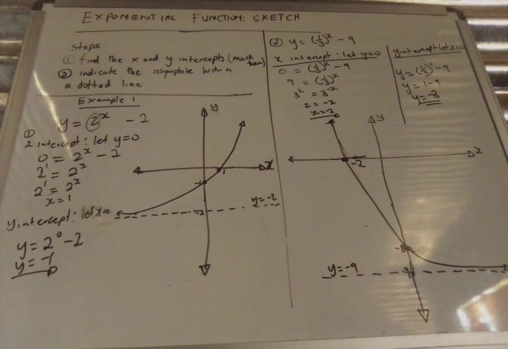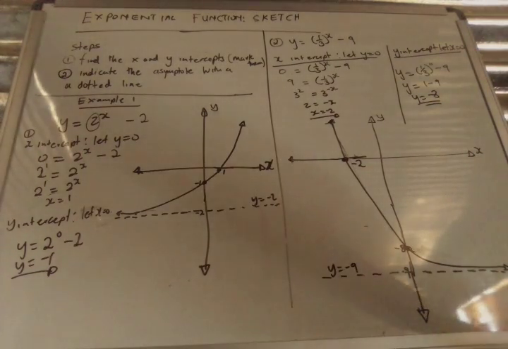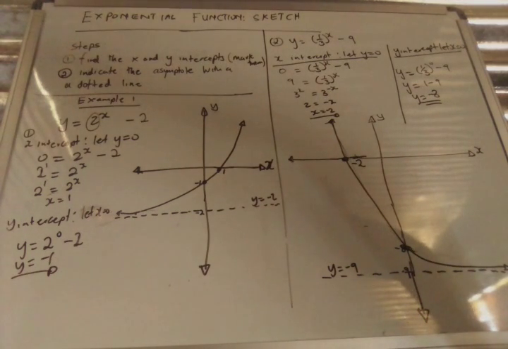In this video we're going to be looking at an exponential function, and how to sketch it. I've set aside a few steps that we can take to sketch an exponential function. The first thing is to find the x and y intercepts and mark them on the graph. From there you indicate the asymptote with a dotted line. Let's go through an example.